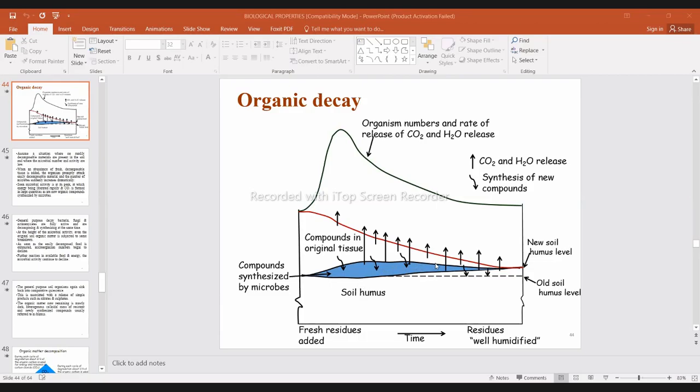So see here, these are the compounds in the original tissues. When the organisms are at peak level, these compounds also start to degrade. Therefore carbon dioxide and water may be released. In the meantime, new synthesis is also produced. So the organic soil humus level is increasing here, but the organic compounds in the original tissue start to decline, ultimately producing the new humus level here. Are you clear now? Yes, ma'am.